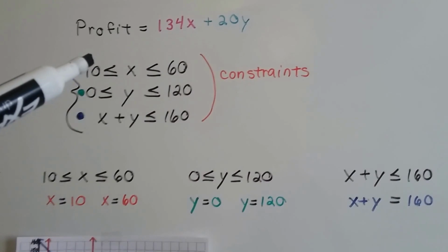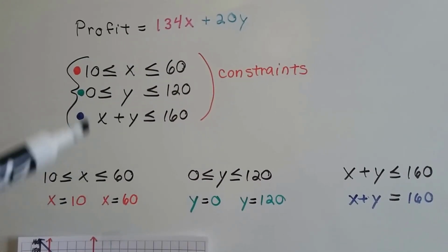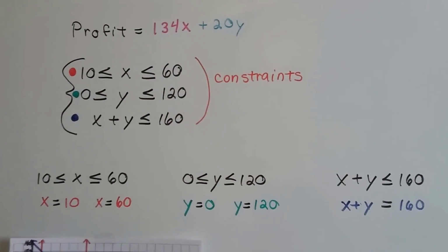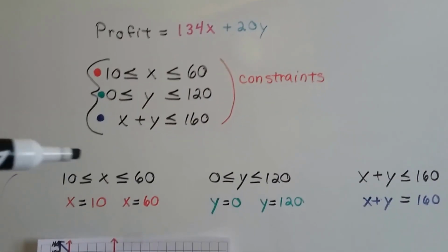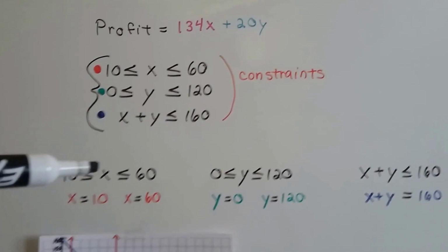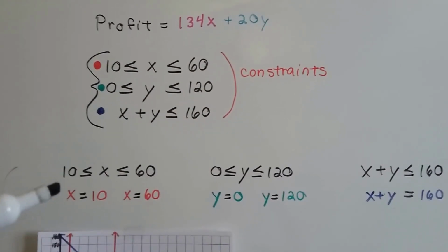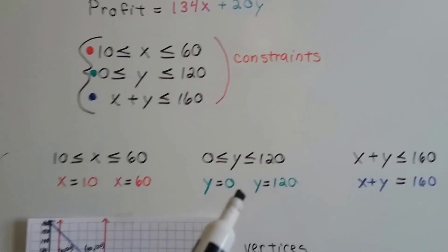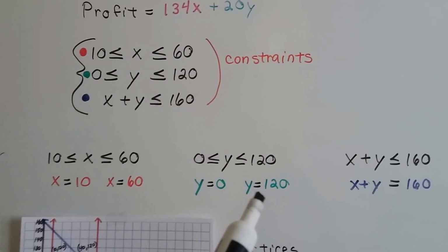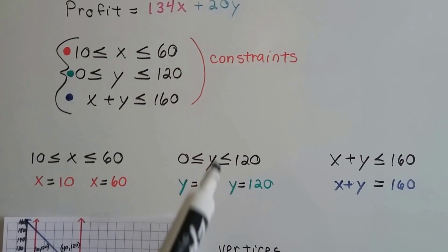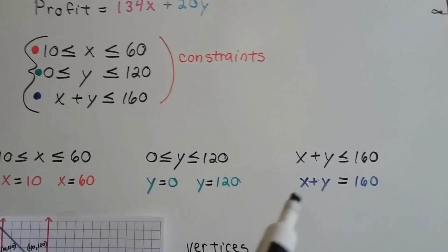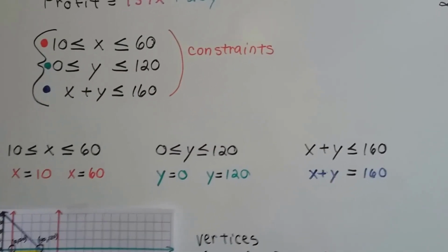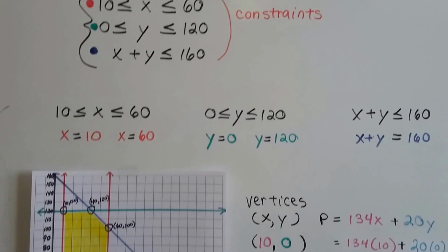We've got 10, that one right here. We've got the one with the 0 right here, and we've got the x plus y one right here. See that? So because x is greater than or equal to 10 and less than or equal to 60, we set them with an equal sign. x equals 10, x equals 60. And for this one, we set it as y equals 0, y equals 120. See, because the y is in the center, it's either or. And we've got x plus y equals 160. All right? So now we can start graphing them.